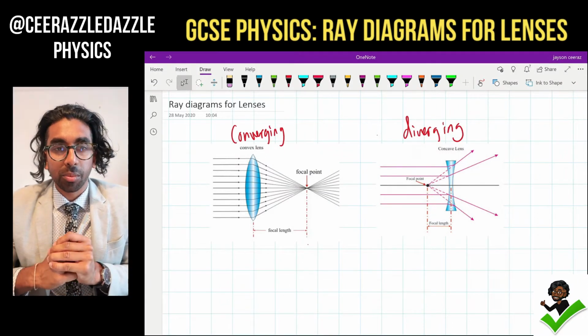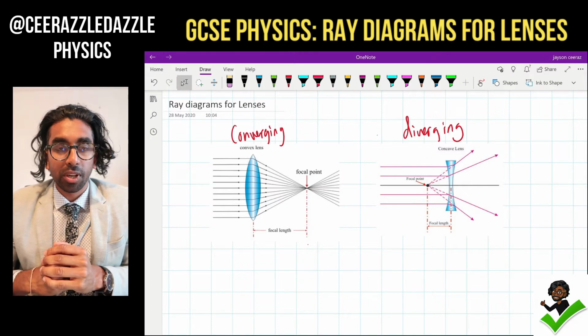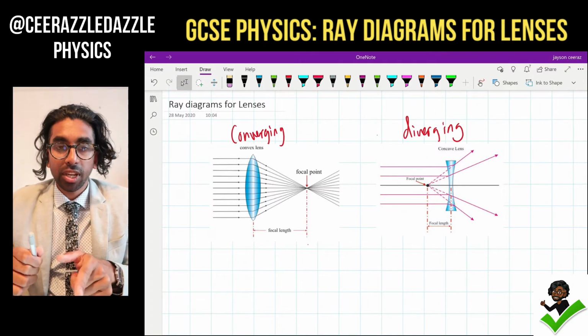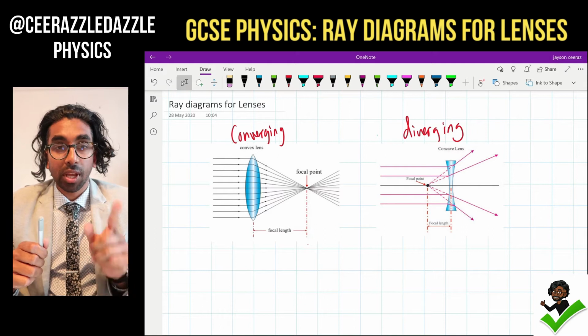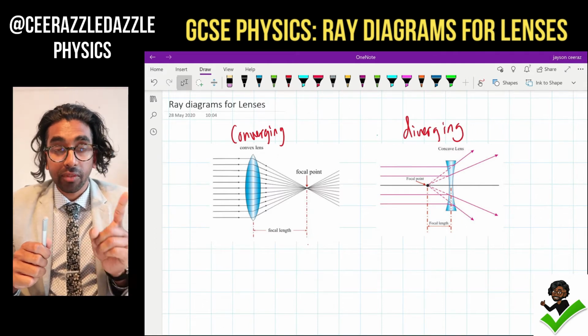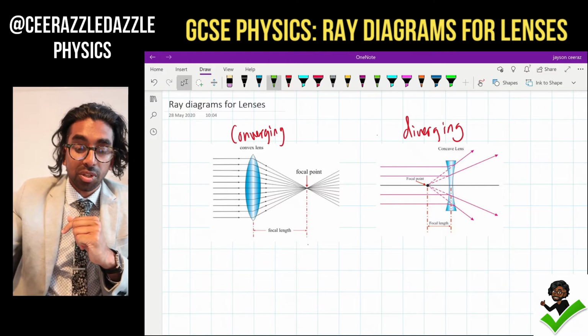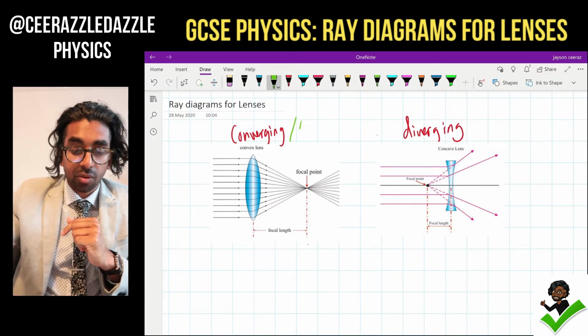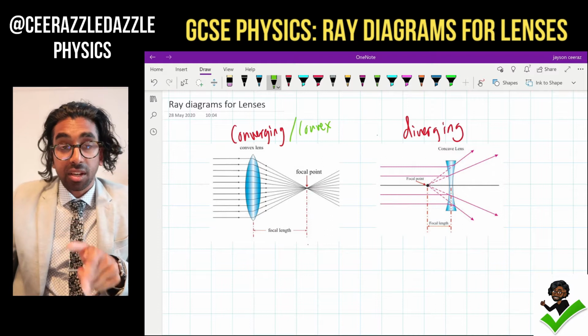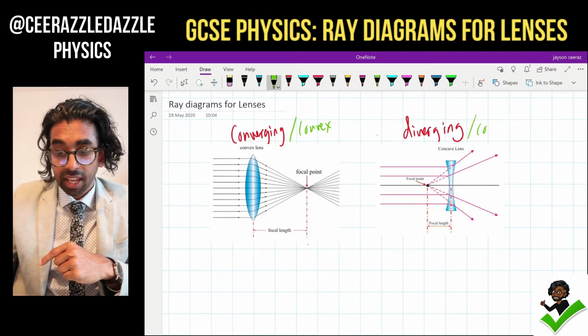In today's session, we're going to be talking about ray diagrams for lenses. Before we start, we need to recap the two different types of lenses. We have a convex lens and a concave lens. The convex lens is known as a converging lens, and the diverging one is the concave one.